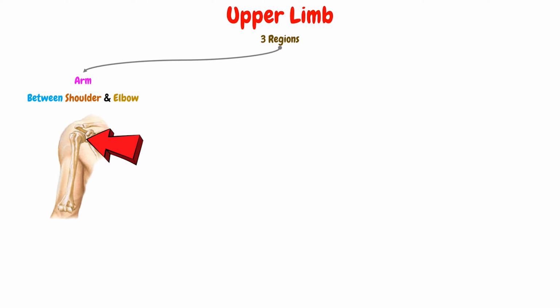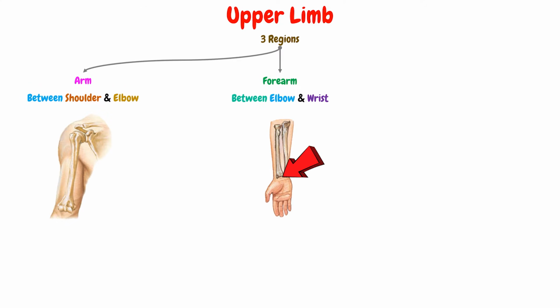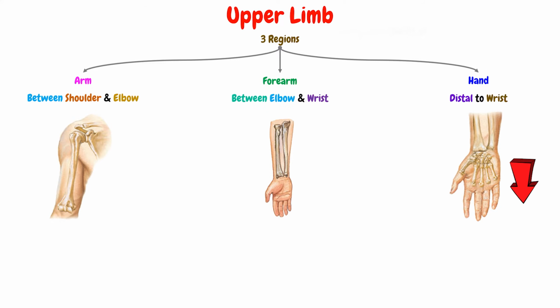The upper limb can be divided into three regions. The first one is the arm, located between the shoulder and the elbow. The second region is the forearm, located between the elbow and the wrist. While the third region is the hand. This region exists distal to the wrist. And keep in your mind that in every one of those two limbs, there will be 30 bones.